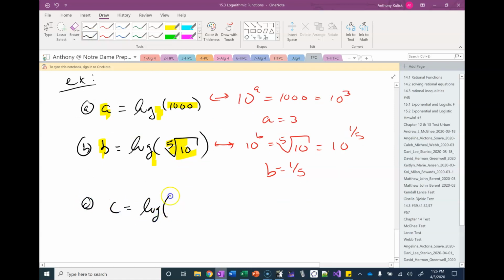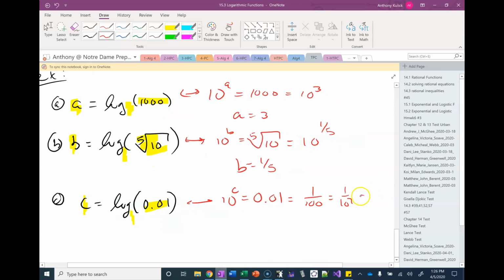C, we have c equals log of 0.01. So again, this means 10 to the power c is equal to 0.01. And remember that 0.01 is 1 out of 100, which is the same thing as 1 over 10 squared, which is 10 to the negative 2. So c is negative 2.